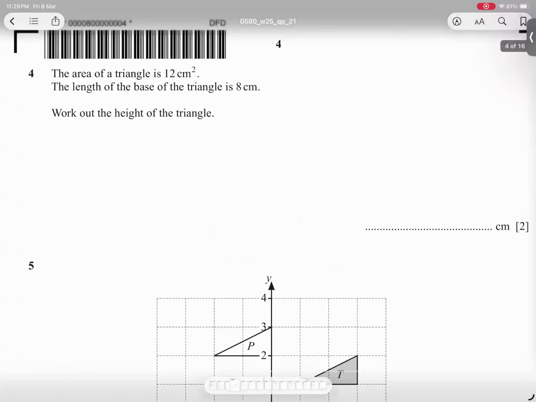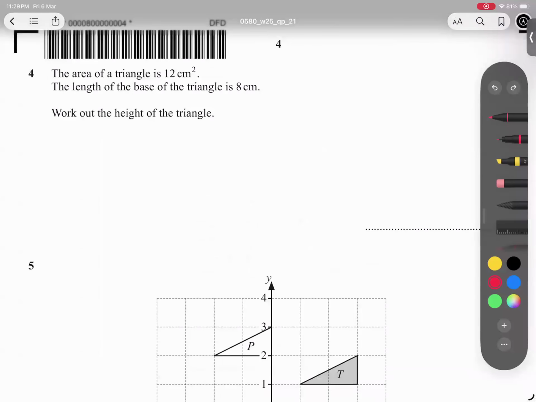On the next page, we have a question available. The area of the triangle is 12 centimeters squared. The length of the base of the triangle is 8, and the height, you know it very well. This kind of diagram, roughly, I'm going to make. This is called the base, and the base we have given here is 8, and this is the height, and the area is given.